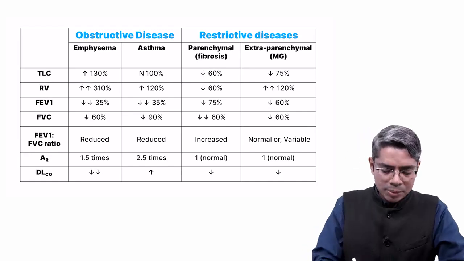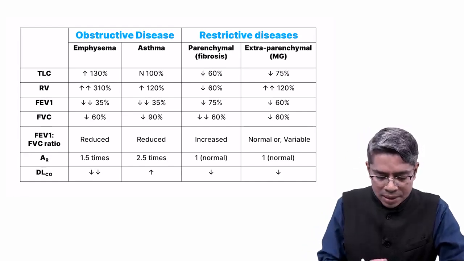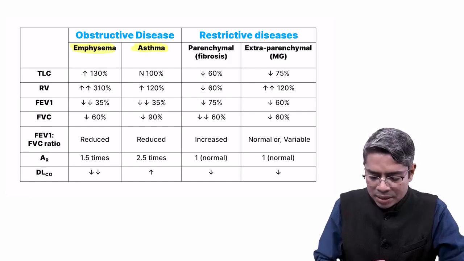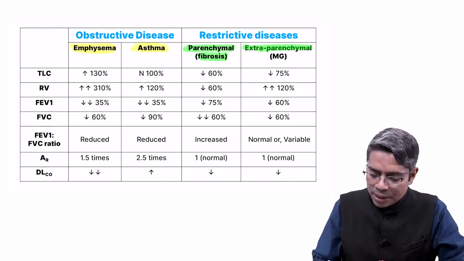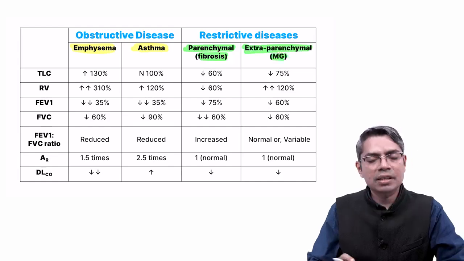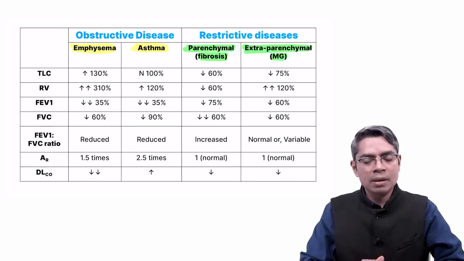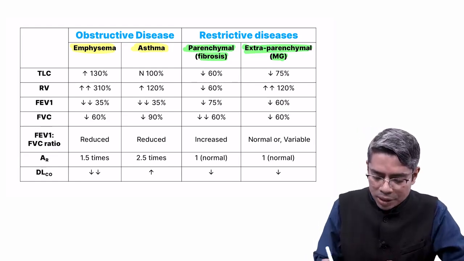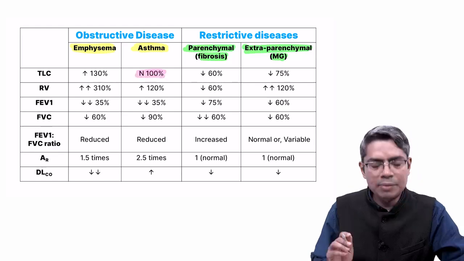So, typical examples of the obstructive disease, emphysema and asthma, have been given here, and the typical example of parenchymal restriction, lung fibrosis, is given, and the typical example of extraparenchymal restriction, myasthenia gravis, is given. Now, you assume that normal value is 100%. So, in this graph normal value is 100%.